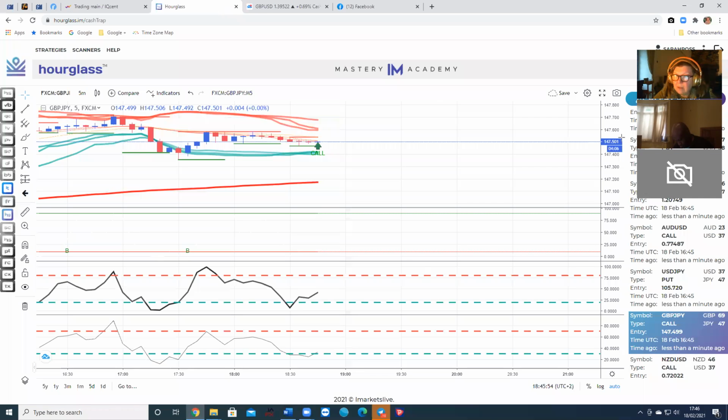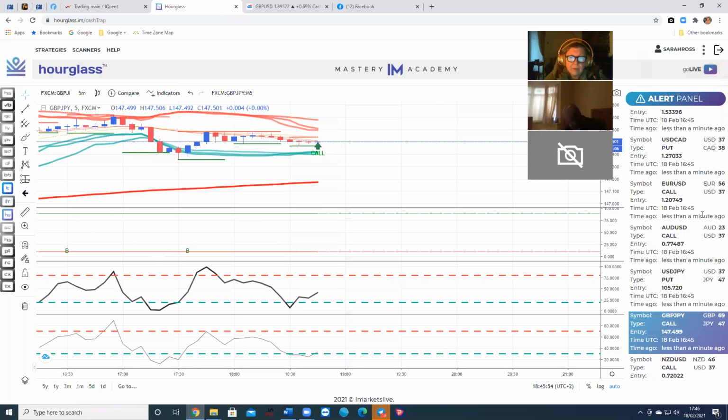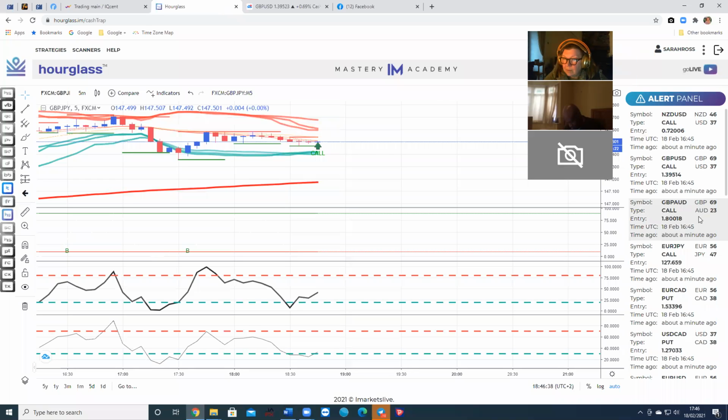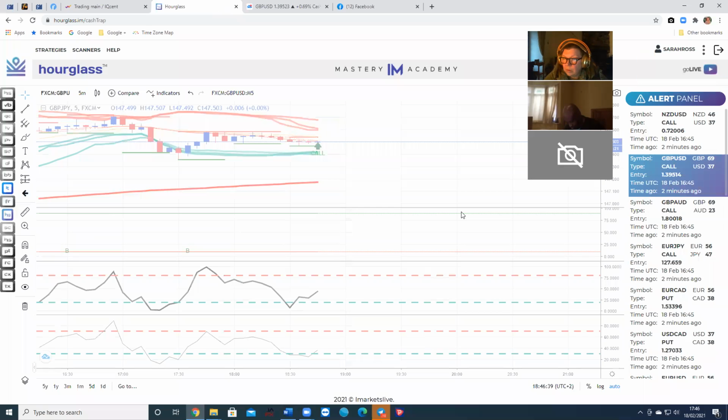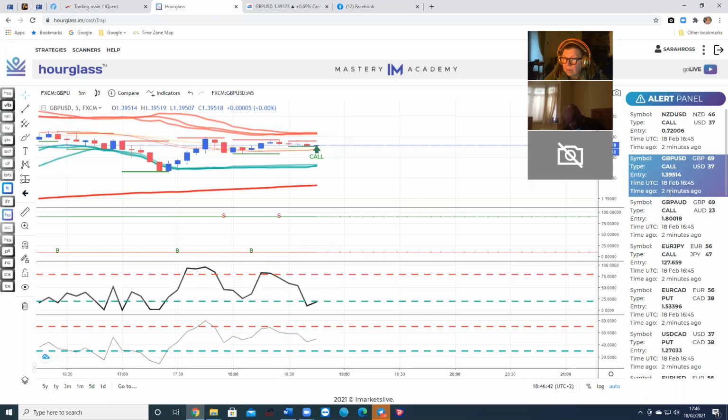And on HourGlass, GU, a call. Got the currency strength in our favor. It is 2 minutes ago. The lines are flicking up. We haven't got the buys. We've got 1, 2, 3, although that line isn't in the oversold area. Got 4. We've got moving average in our favor. A call at 514.